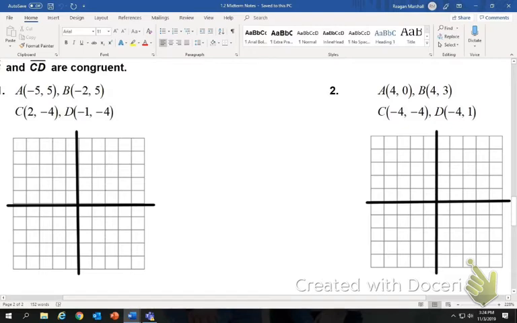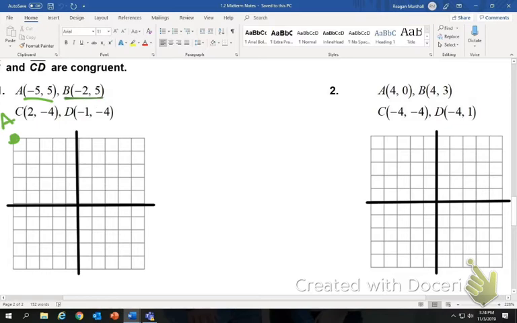Those are your x and y axes. We'll plot some points. Keep in mind they were named A, B, and C, D. So these two will be connected, and then these two will be connected. We're going to do negative 5, 5 first. So go backwards 1, 2, 3, 4, 5, and then up 1, 2, 3, 4, 5. This is point A.